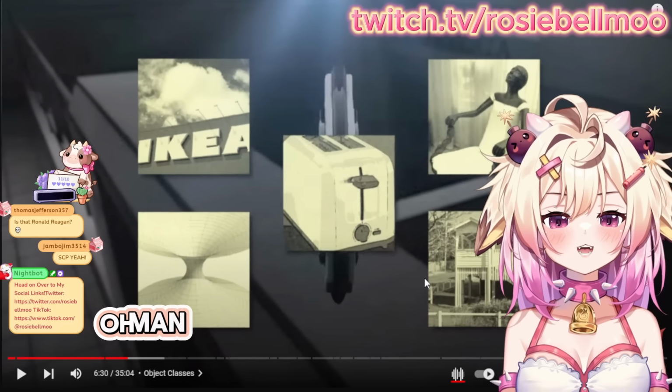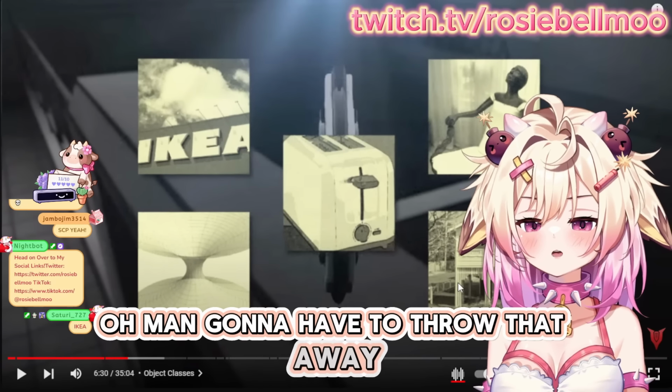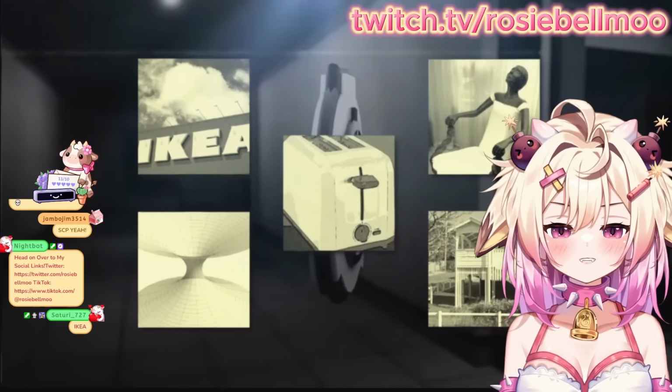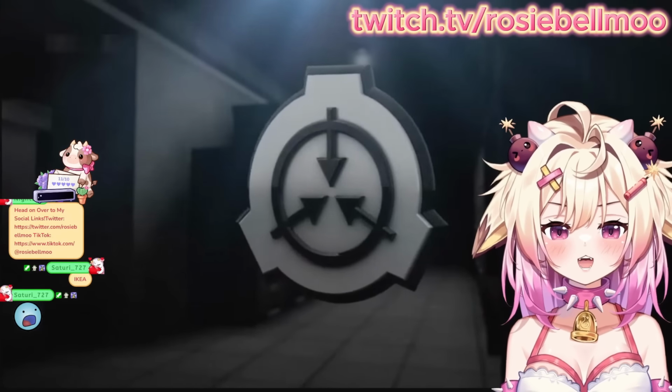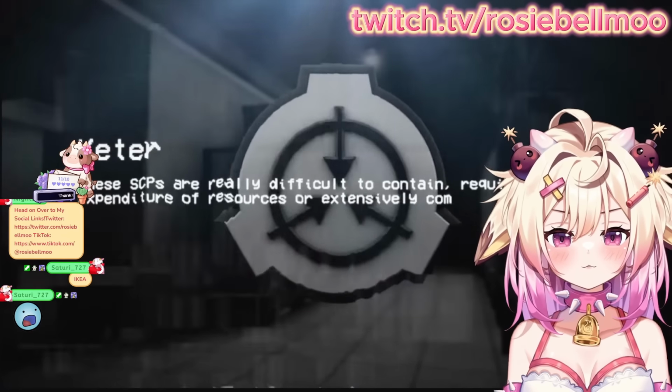SCP-1171. That's a toaster! Here's the problem. Too many toasters. Oh man. I'm gonna have to throw that away. SCP-3001. It's unpredictable what that and toaster can do. SCP-1609. Not the IKEA. And finally, Keter.